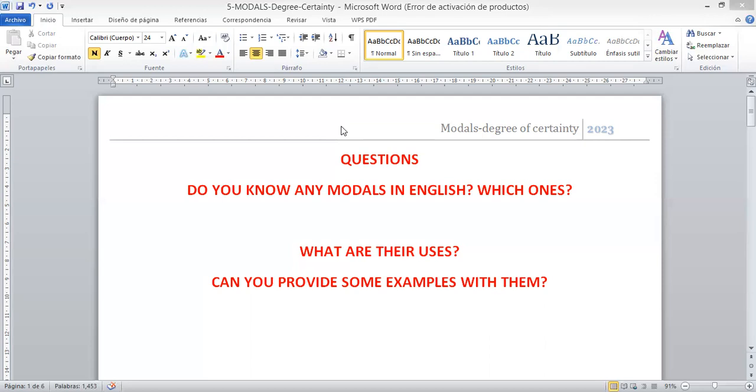Okay, when I say modals, I'm talking about when we have can, could, shall, will, had better, or have to. Now you got some of them. Now you understand the question?